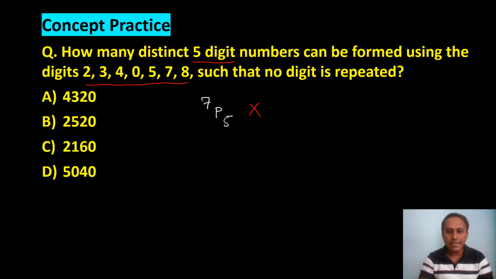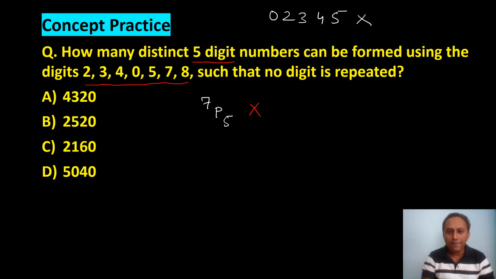The reason is 7P5 means arrangement of 7 objects taking 5 at a time. Any 5. So there would be some cases where 0 comes at the first place. That means numbers like 0, 2, 3, 4, 5, right? But in that case, it is not a 5-digit number. It is a 4-digit number. So if I apply that formula directly, we'll get the wrong answer. So basically, you should always try to solve the question from the fundamental principle of counting.